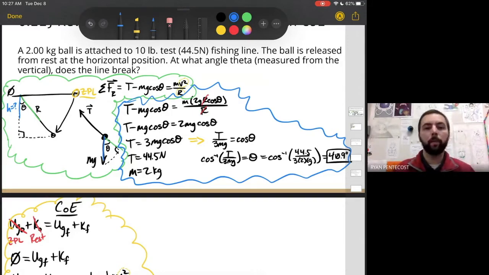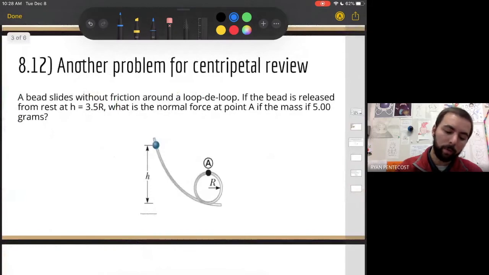This is common when we have centripetal problems. We're going to do another one just like it next. But sometimes you have to start with summation of forces, go to COE, and then come back. So another problem for centripetal review.